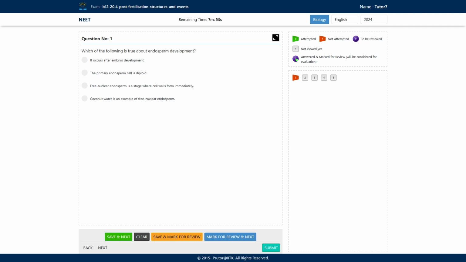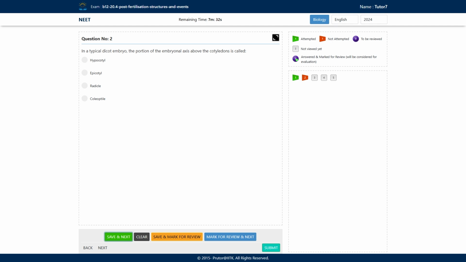But see the fourth one. Coconut water is an example of the free nuclear endosperm. Yes, this is the correct statement. So all of you have opted for the D statement only. Very good. We'll save and move to the next question.